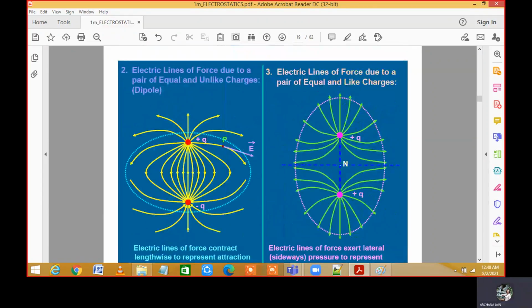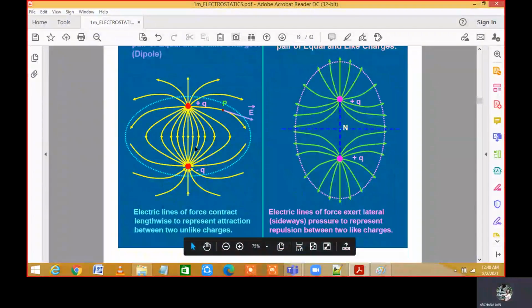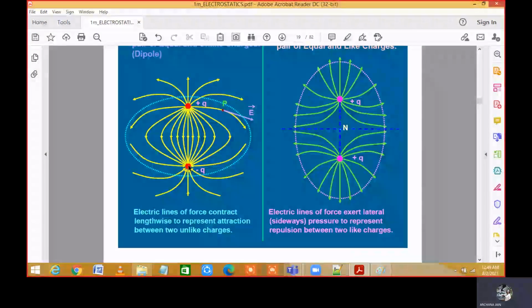Now, if we take two unlike charges, one charge positive and the second charge negative, then the electric lines of force start from the positive charge and end at the negative charge. Electric lines of force contract lengthwise to represent attraction between two unlike charges. When one is positive and the second one is negative, then they are contracted lengthwise.